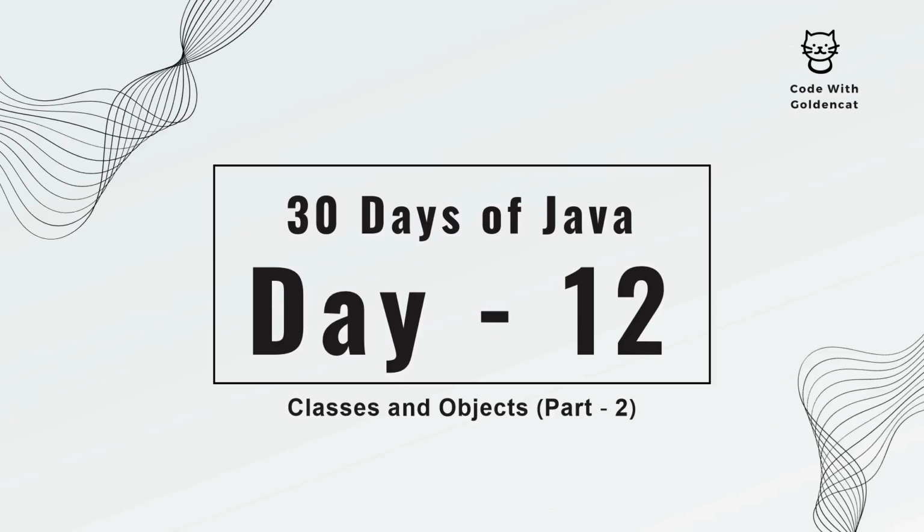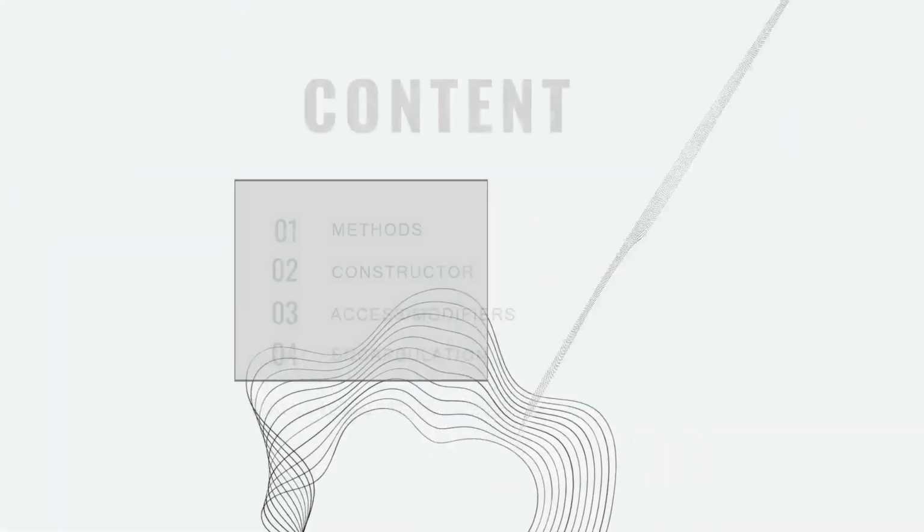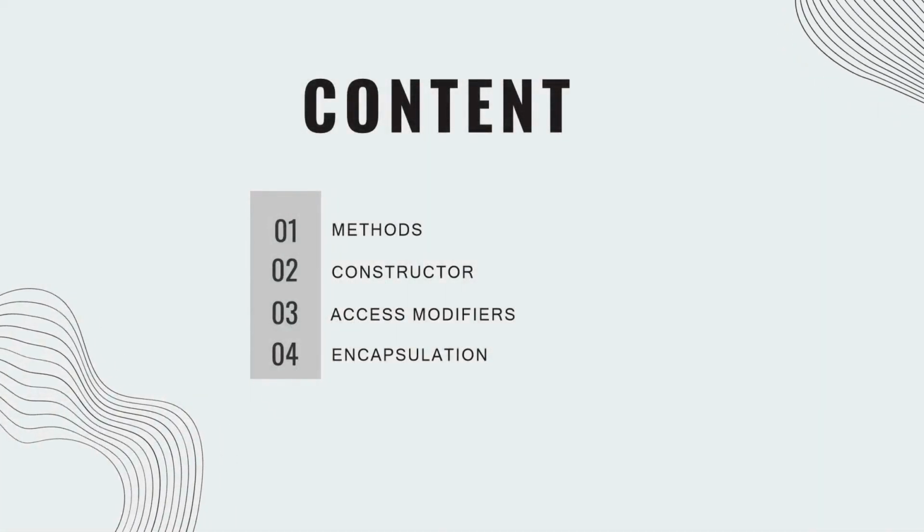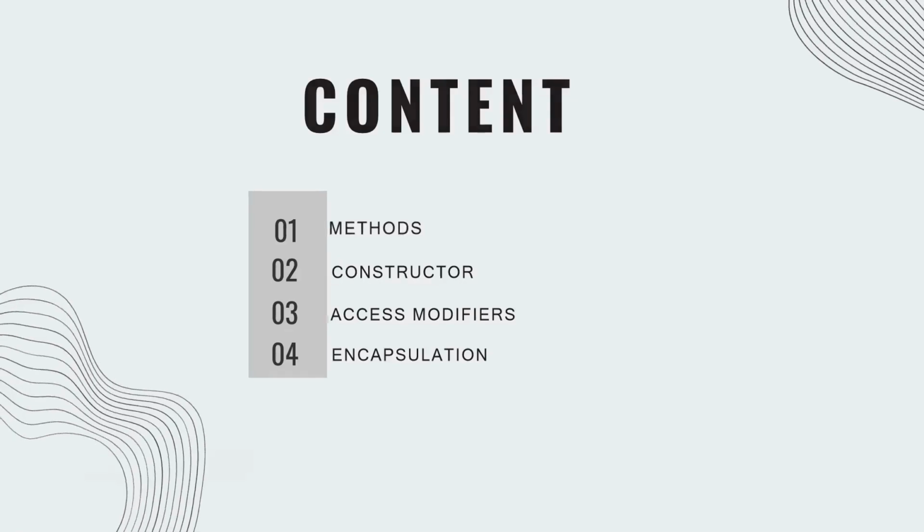It's day 12 now and today we'll continue our discussion about classes and objects in Java. Our agenda for this video would be to understand what is a method and constructor in Java. Then we'll talk about access modifiers and how they implement the concept of encapsulation in Java. So let's begin.